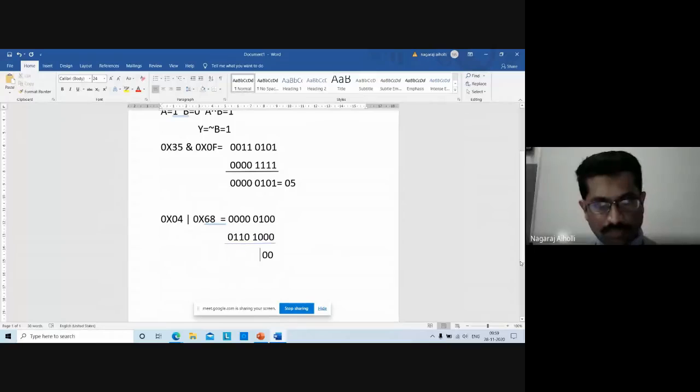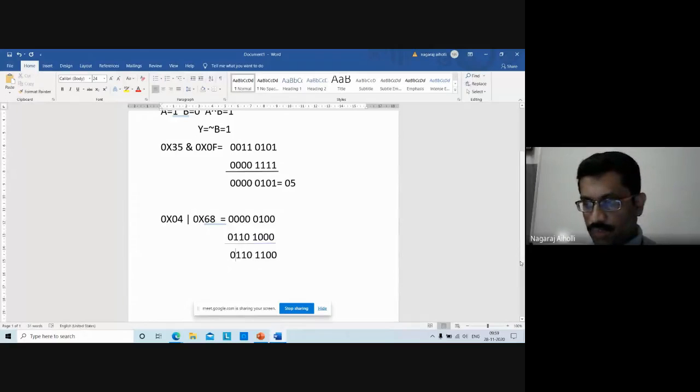Next, 1 OR 0 is 1. 0 OR 1 is 1. Then 0 OR 0 is 0. 0 OR 0 is 0. Then 0 OR 1 is 1. 0 OR 1 is 1. And the last one, 0 OR 0 is 0.